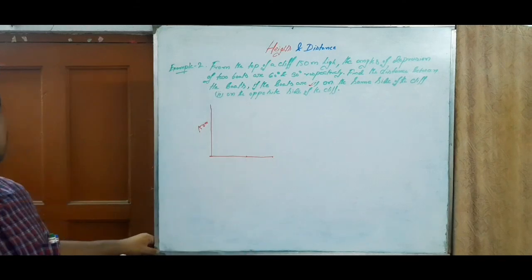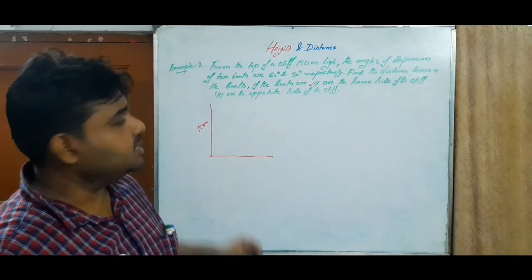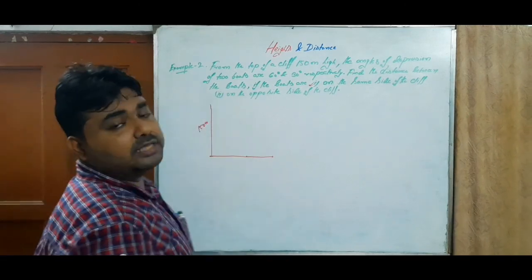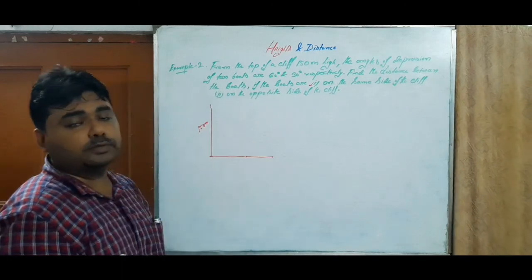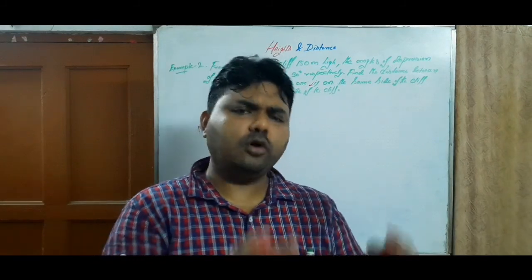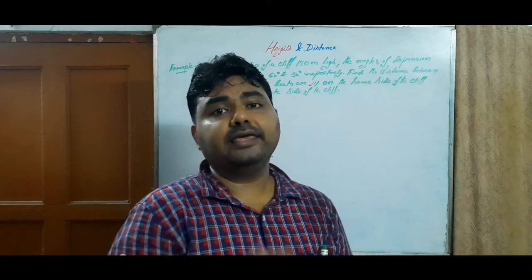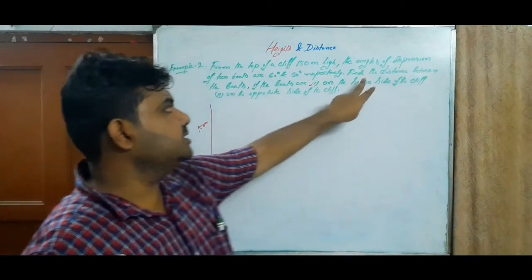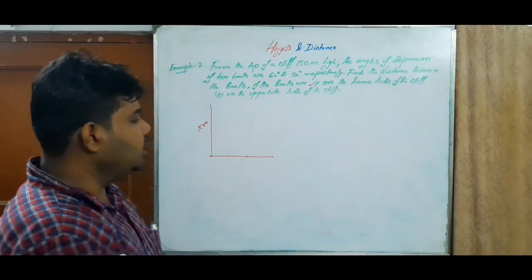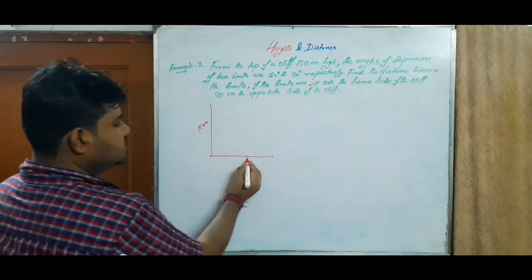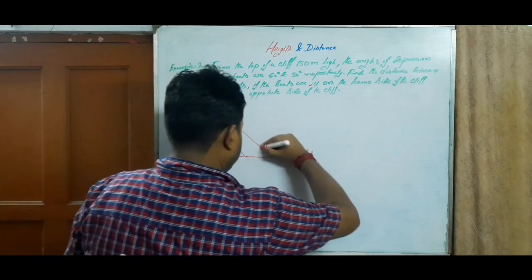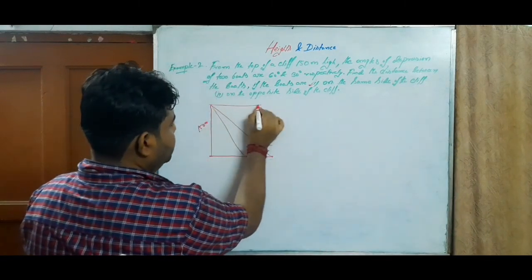The angles of depression: we observe the boats from the top of the cliff, that is from top to bottom. The line of vision is from top to bottom, that is the angles of depression. We know that when we are observing an object from the top, that is the angle of depression. So in this case there are two angles of depression. Why two? Because two boats are here, the first boat and the second boat. So the angle of depression we will draw like this. So this is the angle of depression.